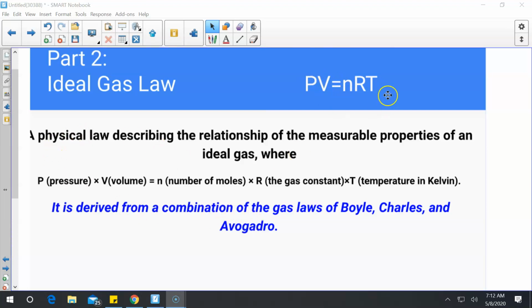The nice thing about this equation is we can get moles, and just like before in stoichiometry, when we could solve for moles, then we can convert from any other substance in the balanced equation. So that's why this equation is really good to use, because it has the moles in it.